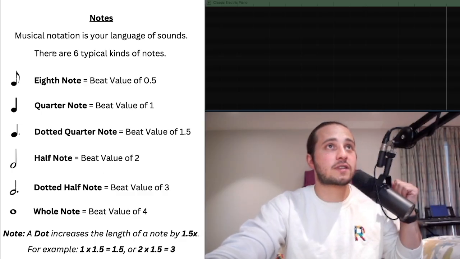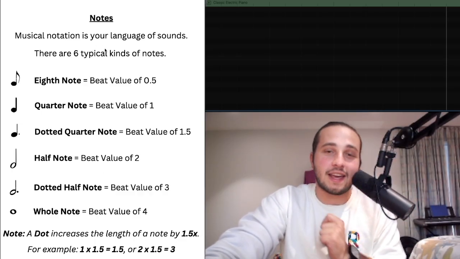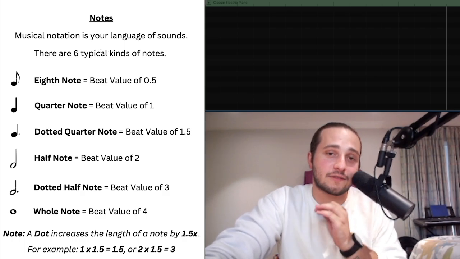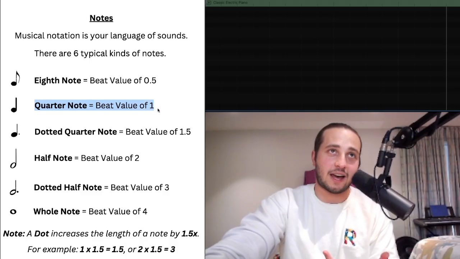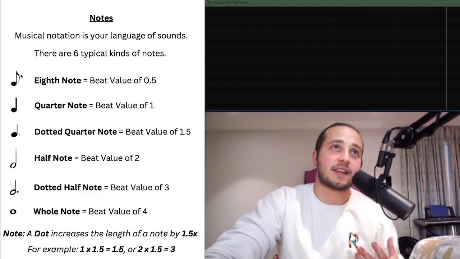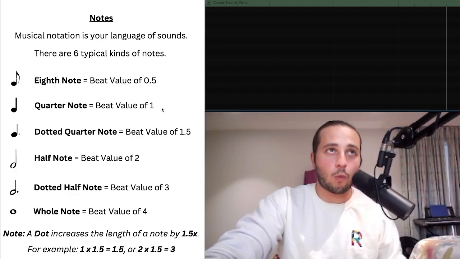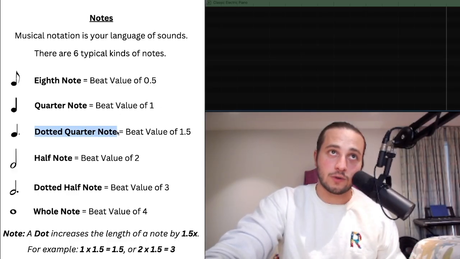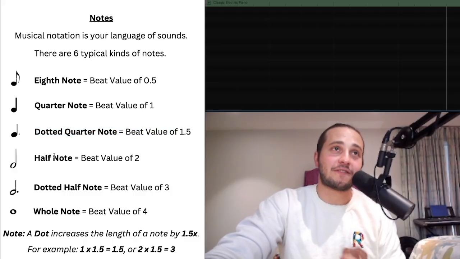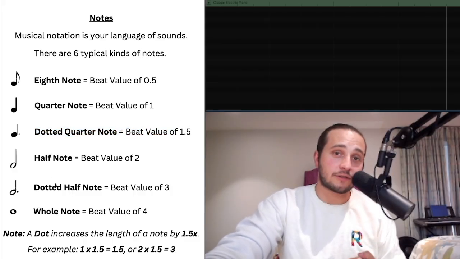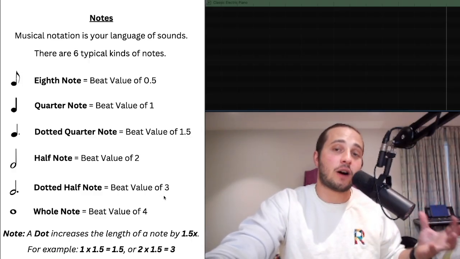Now, here's our notes. Musical notation is your language of sounds, and typically there are 6 kinds of notes. This is all in 4/4 time, where the quarter note is the value of 1 beat. An eighth note has the value of half a beat. The quarter note will equal 1. The dotted quarter note is a beat value of 1.5. The half note has a beat value of 2. The dotted half note has a beat value of 3. And a whole note will have the beat value of 4.